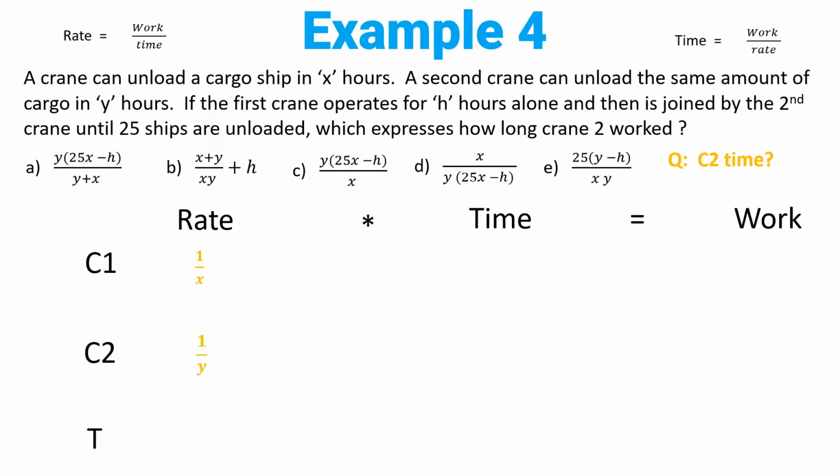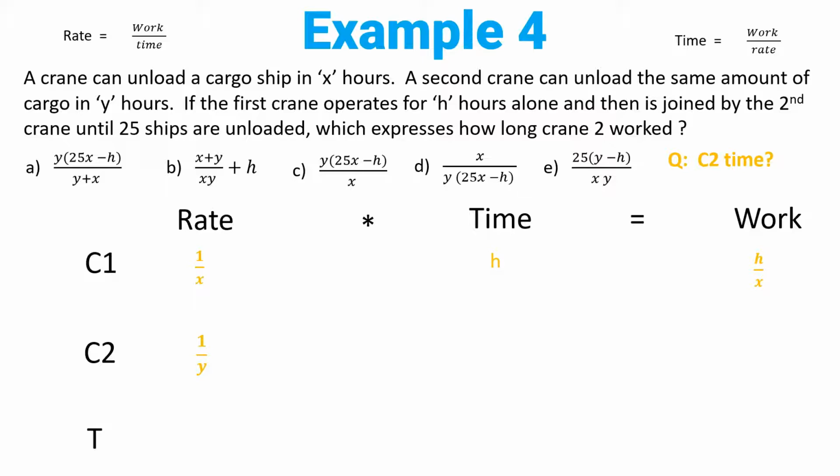Now we are given time. The amount of time that crane 1 worked was H hours, okay? That means that the amount of work that crane 1 must have done is rate times time, or H over X. Do you have any idea what it means to do H over X amount of work? Nope, but it's true for sure because the framework just told us it was.